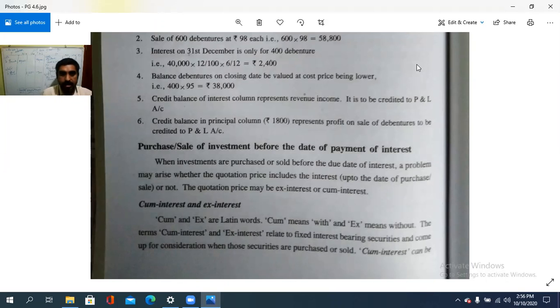A doubt will arise whether it includes the interest or not. That is, in the case of purchasing an investment or a debenture, a problem may arise whether the quotation price includes the interest or not. So the quotation price may be Ex-interest or Cum-interest. So two terms you need to know: Ex-interest and Cum-interest.